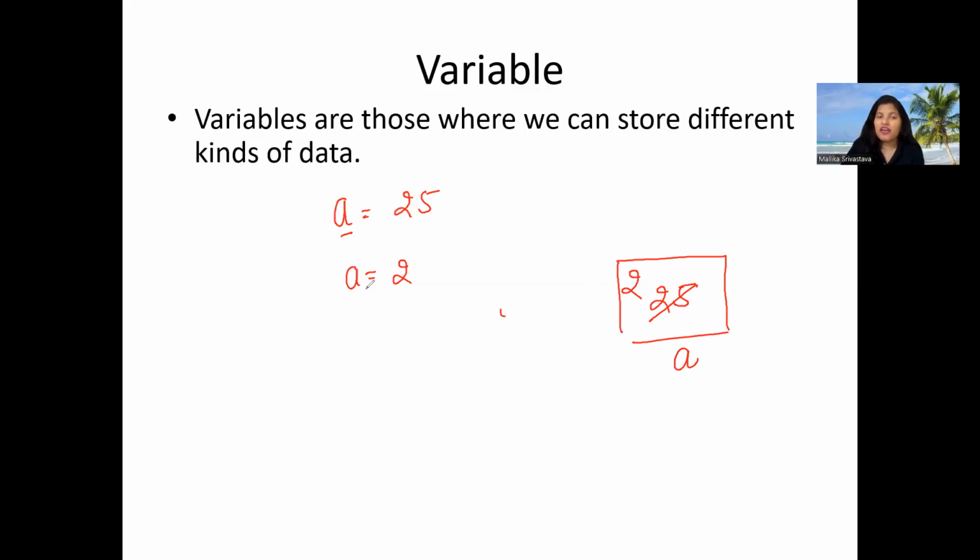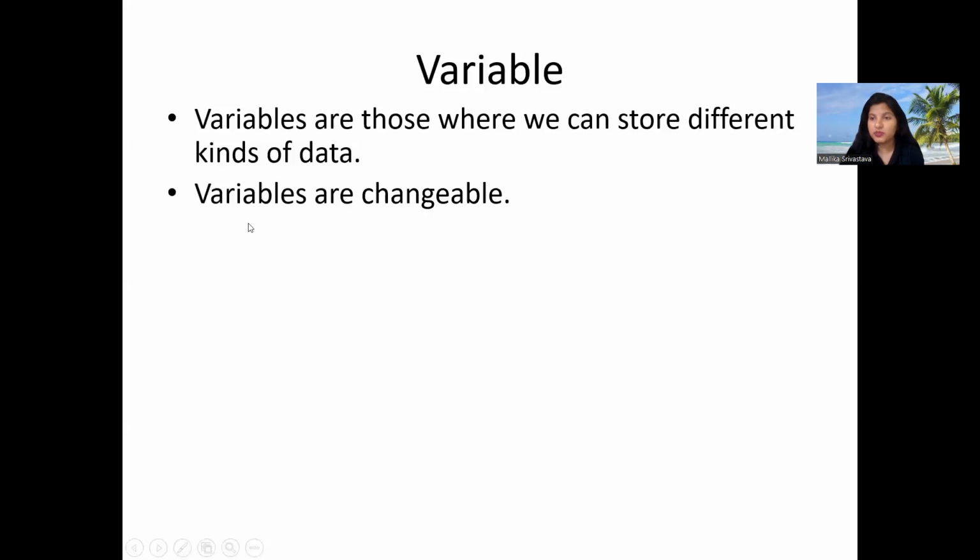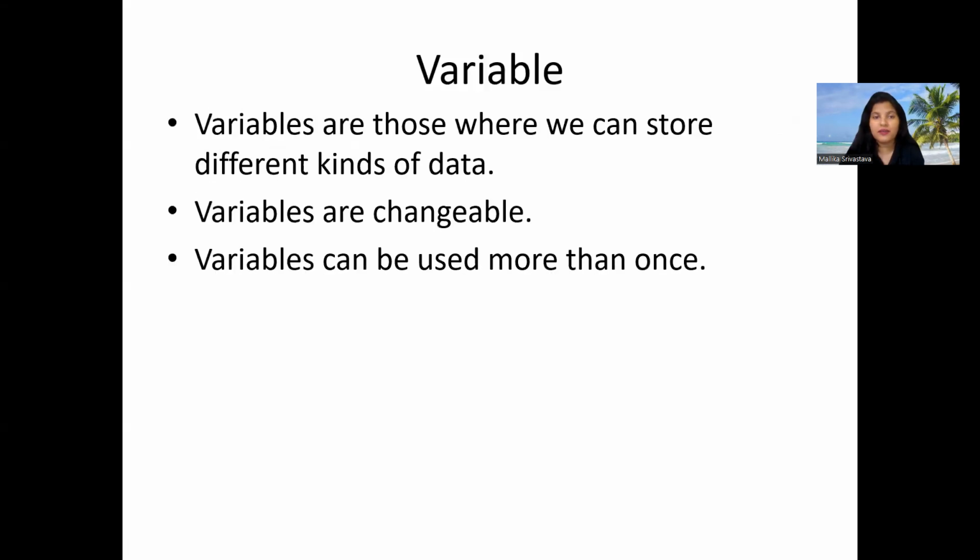Okay. So the value of A is changeable. This is called a variable, and a variable is a place where you can store the value also. Now, we have different properties in variables. Let's talk about that. So, variables are changeable. You can change the values directly.